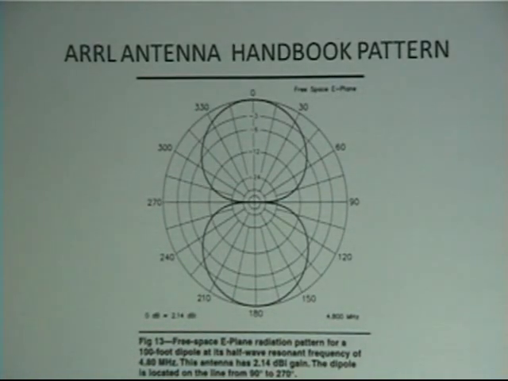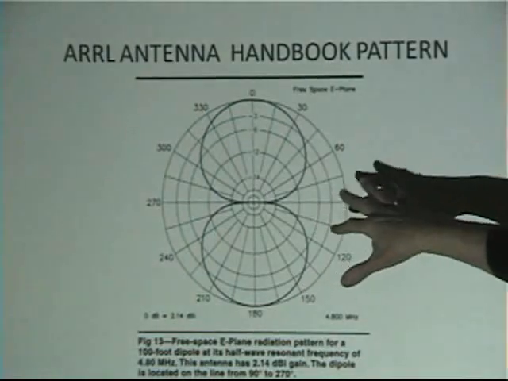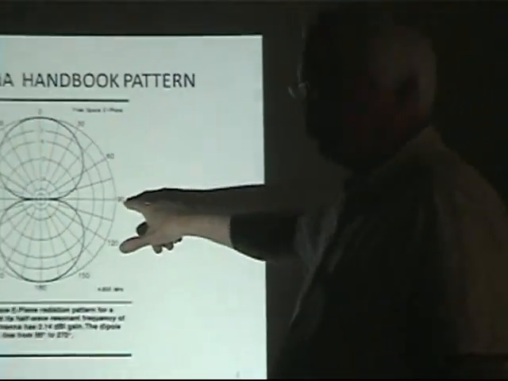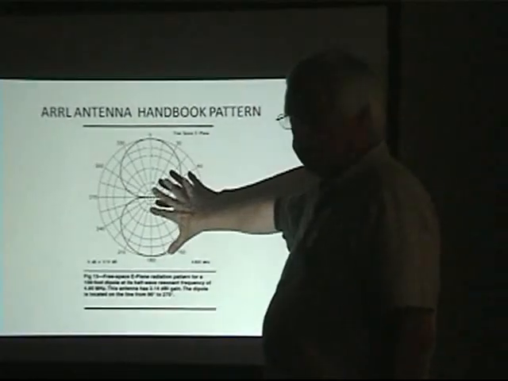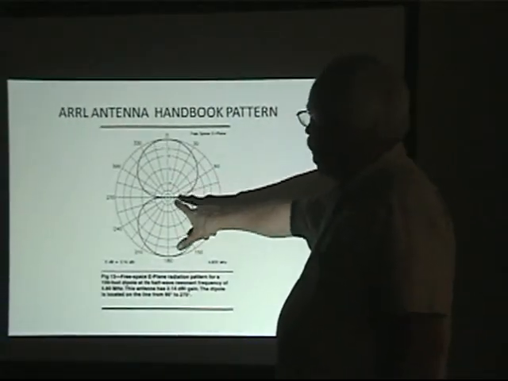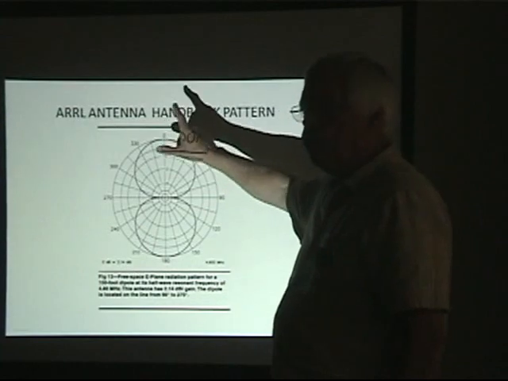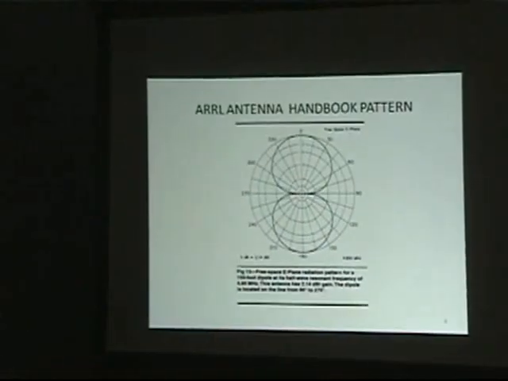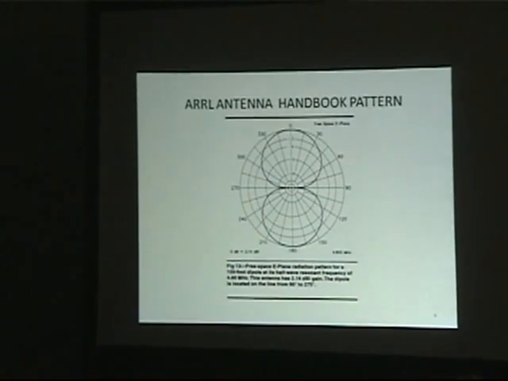The modeling that I've done is similar to this, and in the patterns that I'll show you, I have always chosen the direction to the right to be east for an azimuth pattern, and the direction up top to be north. So this is out of the handbook.